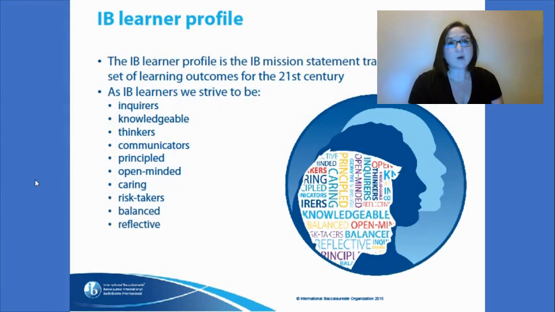Also, we like our IB learners to have the following qualities. IB learners are inquirers, they're knowledgeable, they're thinkers, communicators, they are principled and open-minded, they're caring, they are risk takers, they're balanced, and they're reflective. Every part of the comprehensive IB program aims to develop and strengthen these qualities among our students.